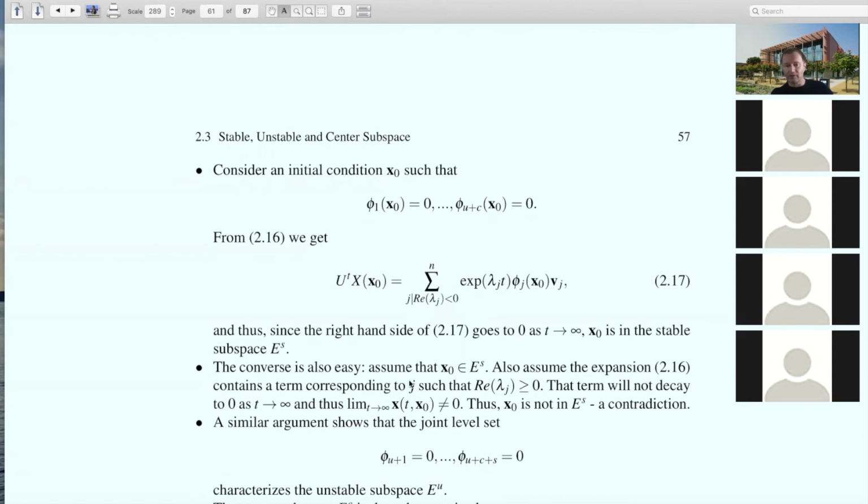Now that term will not decay to zero as time goes to infinity, and therefore the limit when time goes to infinity of x starting from x0 is not equal to zero.